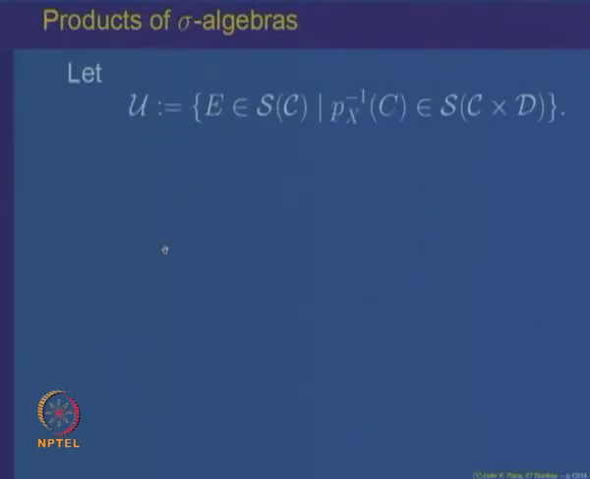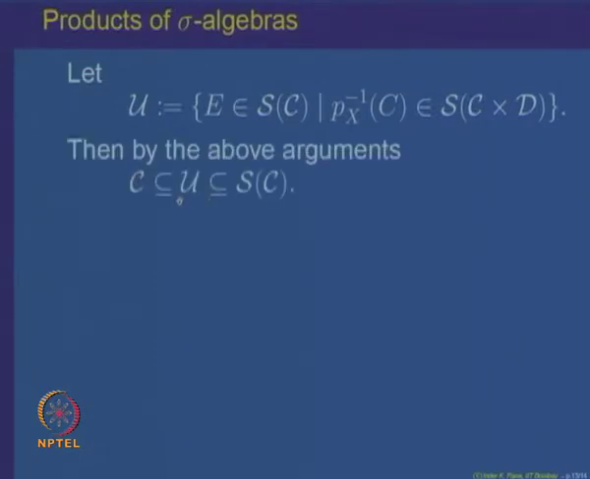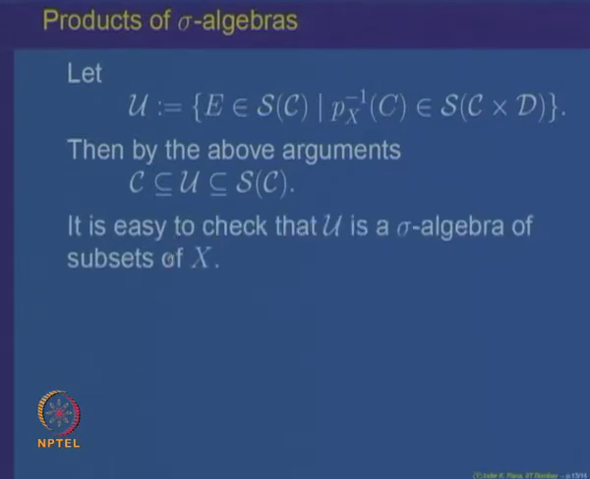To prove that this property is true for all elements of S(C), we use the sigma algebra technique, namely look at the set U, which is the collection of all the sets in S(C) which have this property, and we already know that C is inside U and U is inside S(C). So, to prove the equality, one just has to show that U is a sigma algebra. That is easy, we have just now shown it is a sigma algebra.